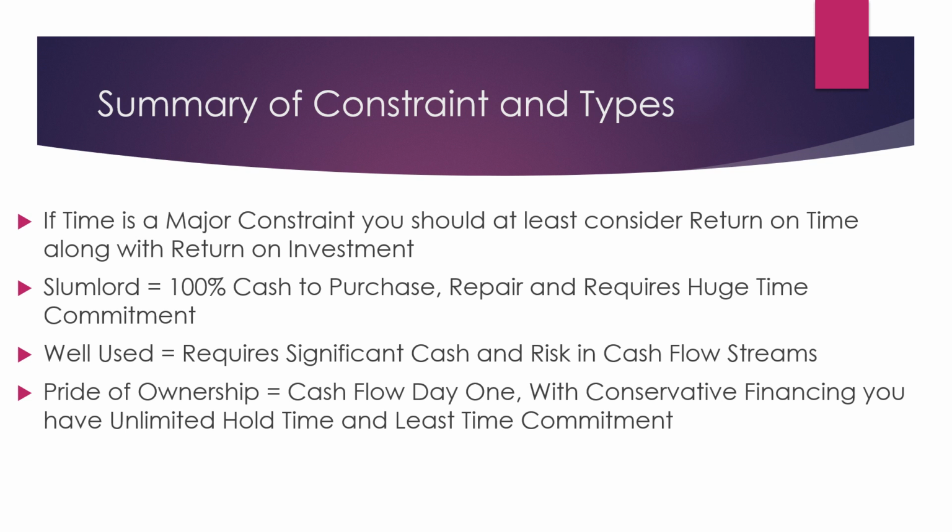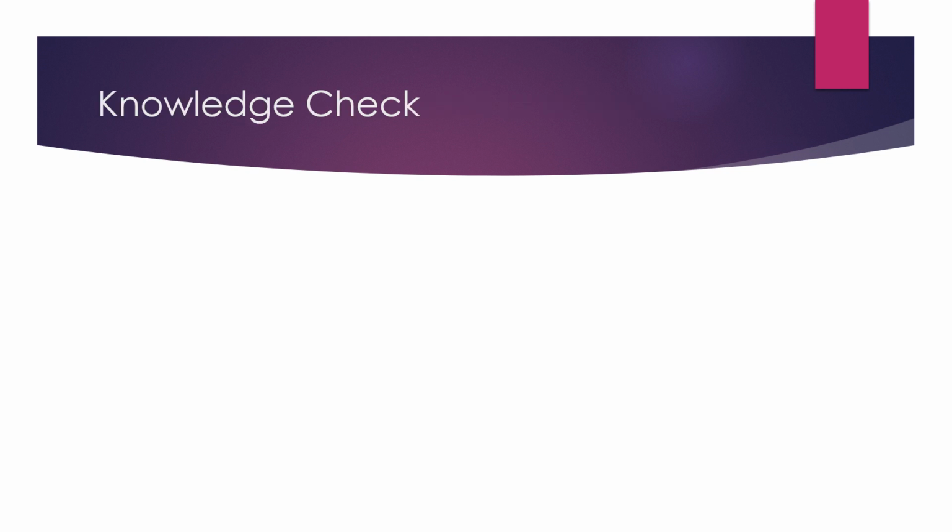Then there's pride of ownership, the one that I'm recommending for each of you, because you get cash flow the day you close. You have conservative financing, ideally 30-year fixed mortgages. This gives you the unlimited hold time, which is what you want, so you're not influenced by whatever craziness is going on in the market. You just put it away and forget it, which is what you should be doing.